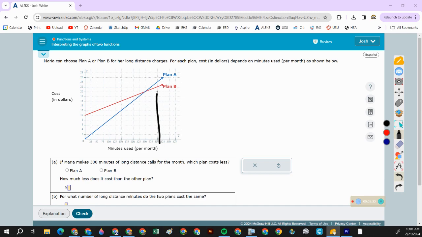So we go to 300. She wants plan B. How much less does it cost than the other plan? So the distance from here to here looks like $2. For what number of long distance minutes do the two plans cost the same? So that would be 250 minutes. And how much does it cost? That would be $20.